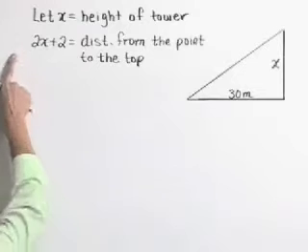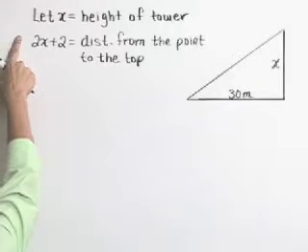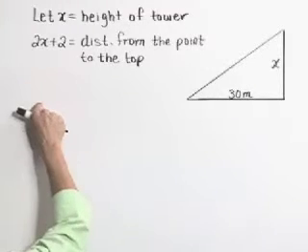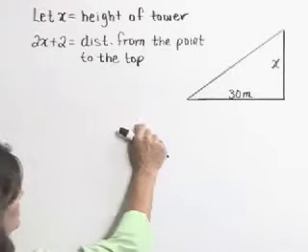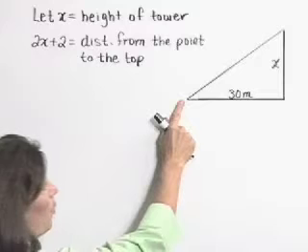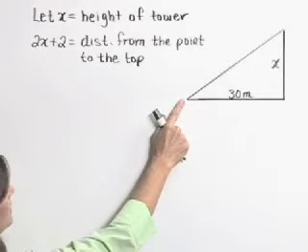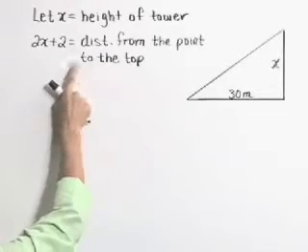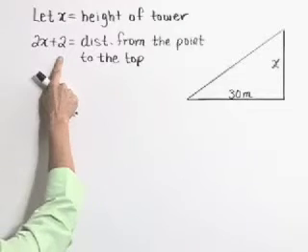Let's define our variable and let x represent that thing to be found, the height of the tower. We're told that our distance from our point to the top of the tower is 2 meters more than twice the height. So let's describe that distance as 2x plus 2.